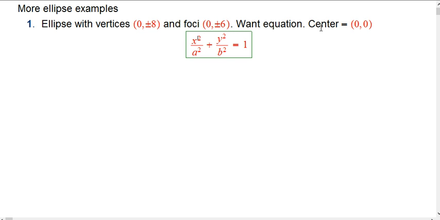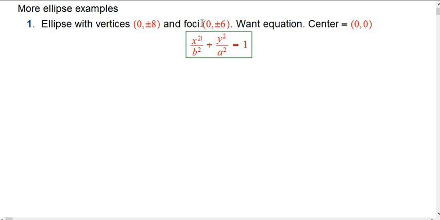Now, one of the tricky things is the terminology about where you put the A and the B. It shouldn't matter that much what letters are used, but the standard terminology is that A is the semi-major axis, and that's going along the y-axis here. The vertices and the foci are along the long direction, so for ellipses, we recognize that the letters should be B squared under x squared, and A squared under y squared. Okay, what do we know?